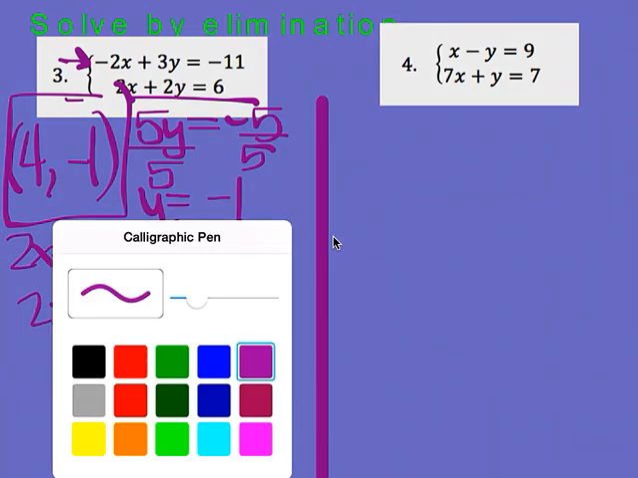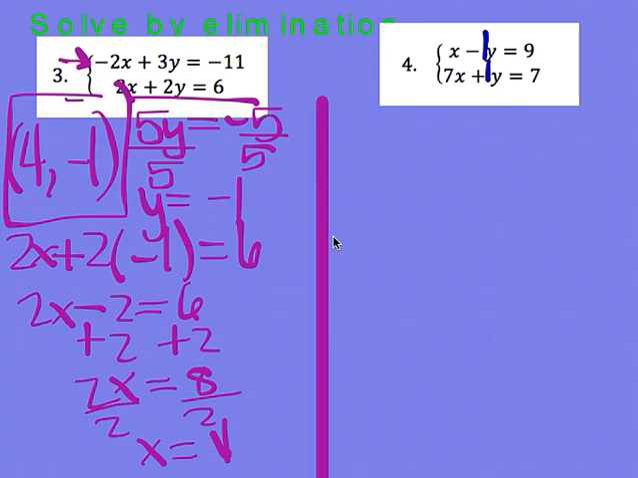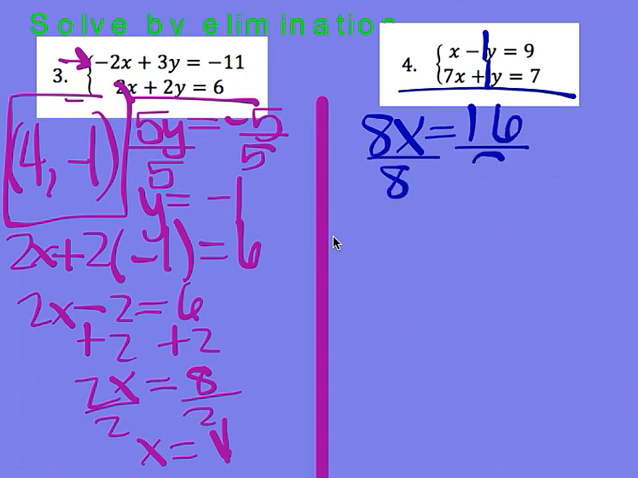Now, taking a look at number 4, I see that I have a negative 1 with my y and then a positive 1 with my y. So again, I already have those opposites, so I can go ahead and add down the columns. So 7x plus x is going to give me 8x. The y's cancel out. 9 plus 7 is going to give me 16. Divide both sides by 8, and then I end up getting that x is equal to 2.